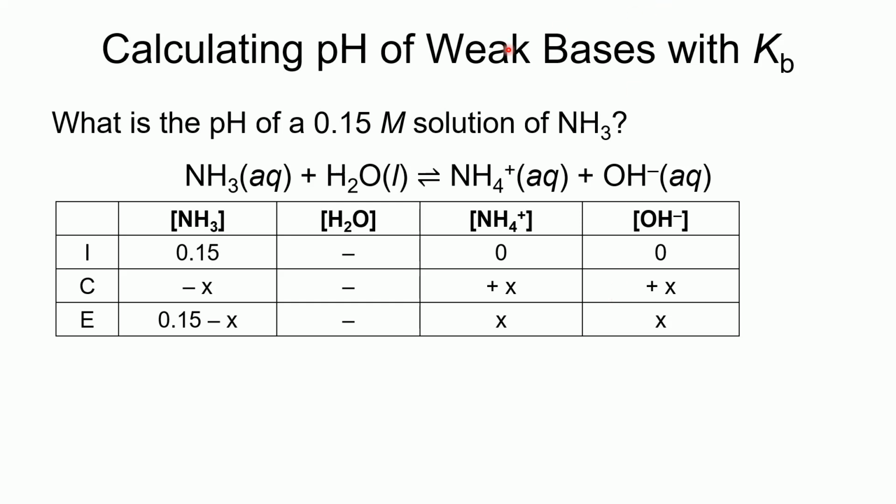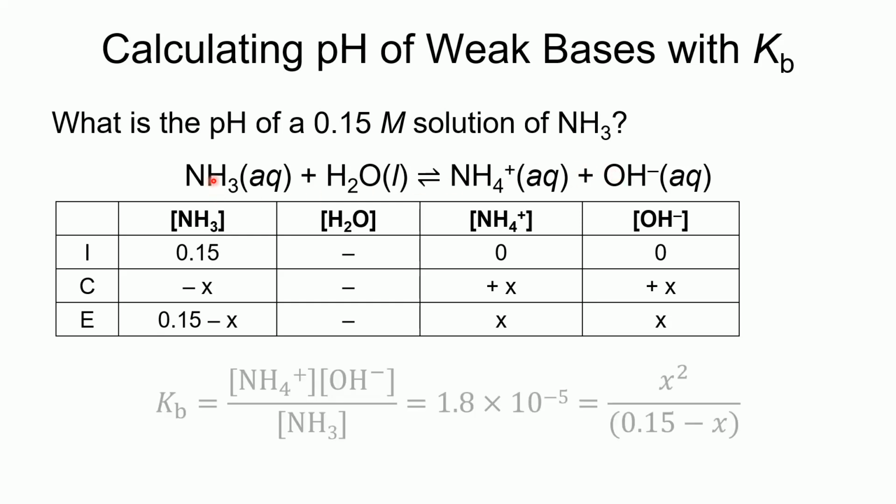Again, our expression is going to be the concentration of ammonium times hydroxide over the concentration of ammonia. So there is our expression. Our equilibrium constant comes from Appendix D2. We also saw this one a minute ago. And then here again, ammonium is equal to x, hydroxide is equal to x, and the ammonia molecule is 0.15 minus x. And so we've got all of those there.